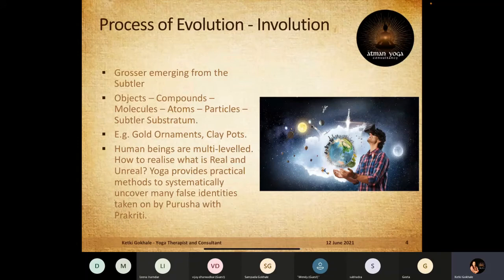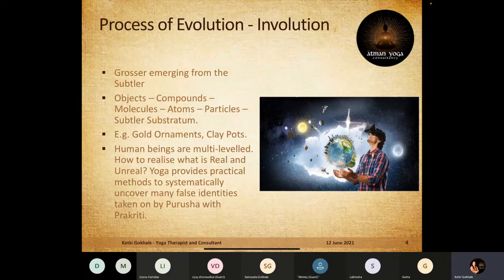So in the universe, all the grosser objects emerge from the subtler ones. If you look into the subtle aspect, it is the compounds. The more subtler aspect is the molecules, atoms, particles, and the subtler substratum. In physics or modern science, we look at everything in this way.